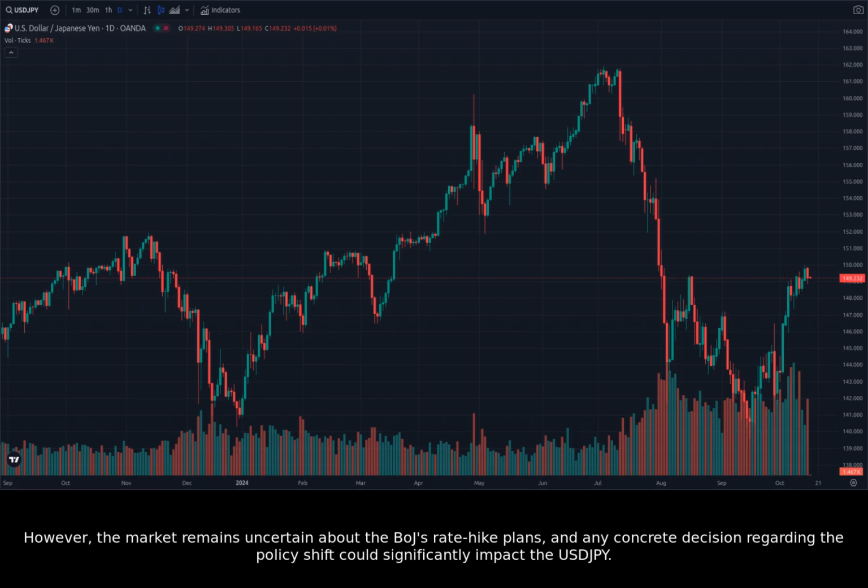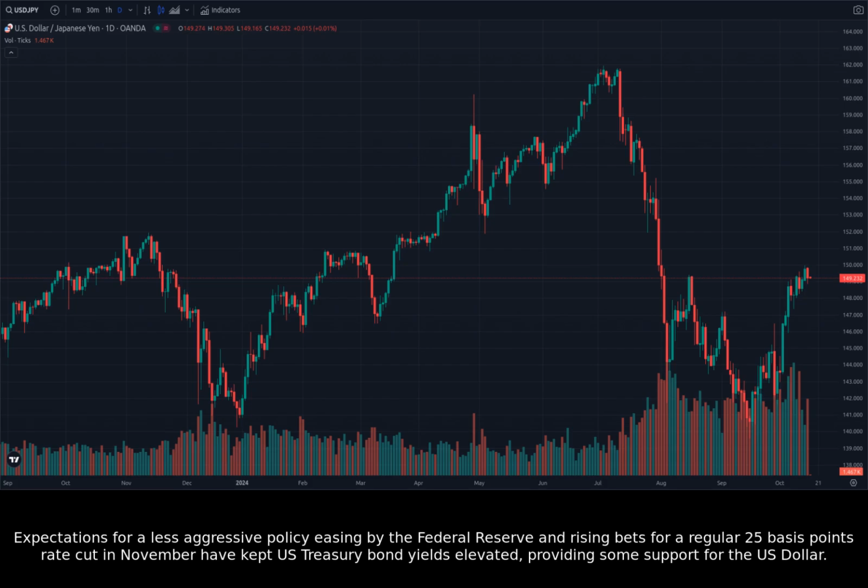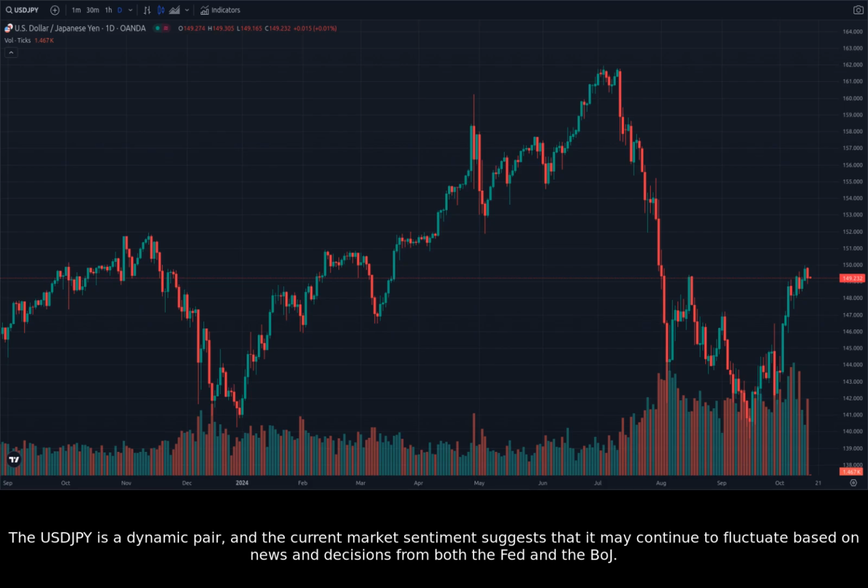However, the market remains uncertain about the BOJ's rate hike plans, and any concrete decision regarding the policy shift could significantly impact the USDJPY. Adding to the volatility, recent U.S. economic data suggesting a less aggressive rate cut cycle has also impacted the USDJPY. Expectations for a less aggressive policy easing by the Federal Reserve and rising bets for a regular 25 basis points rate cut in November have kept U.S. Treasury bond yields elevated, providing some support for the U.S. dollar. The USDJPY is a dynamic pair, and the current market sentiment suggests that it may continue to fluctuate based on news and decisions from both the Fed and the BOJ.